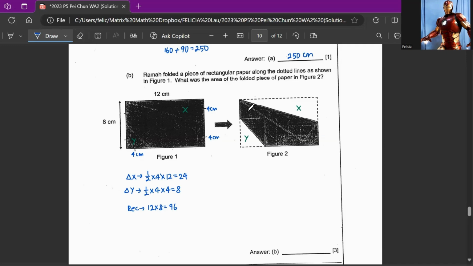So now you have to find the area of the folded piece of paper in figure 2. That means this shaded part in figure 2. You can just use the whole rectangle, minus away your X, and minus away your Y. So it's very simple, which will be 64 square centimeters. All right, so this is our answer.